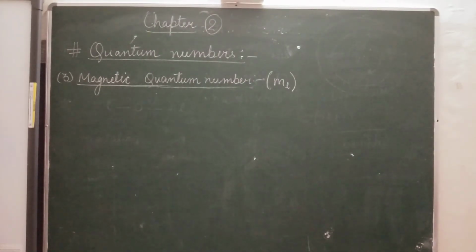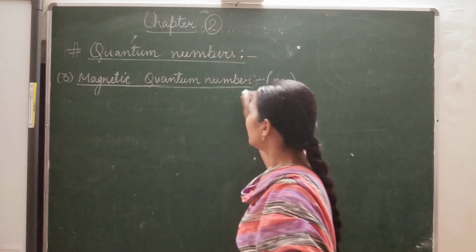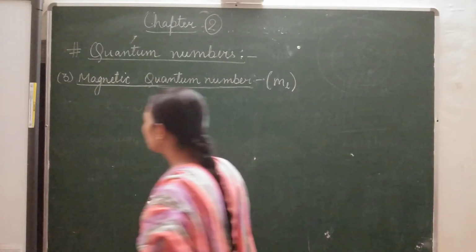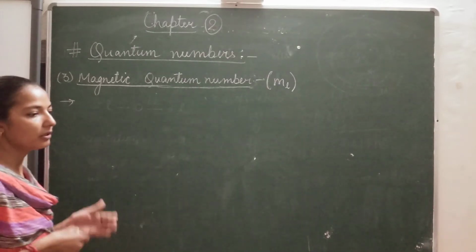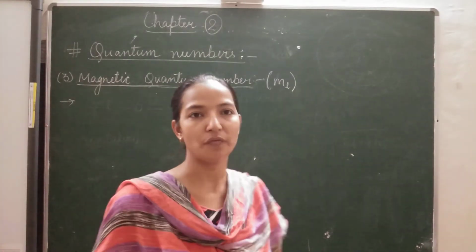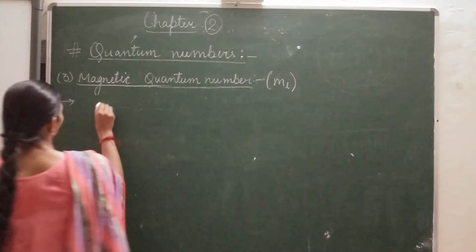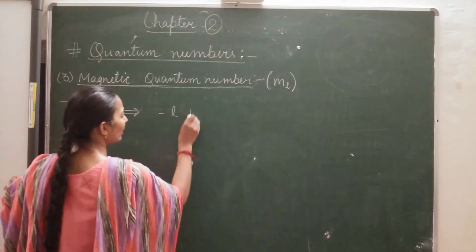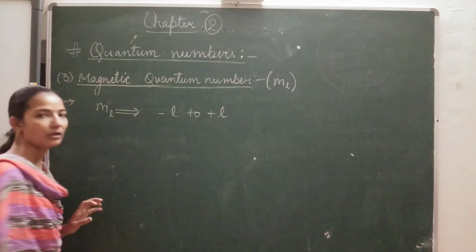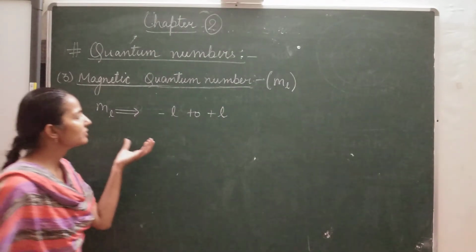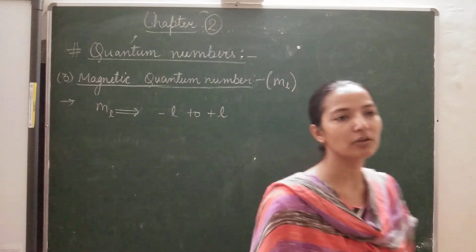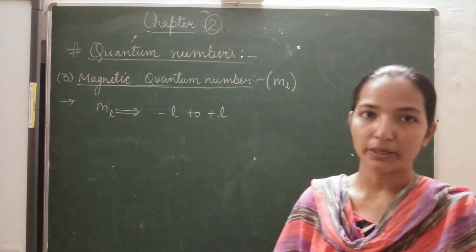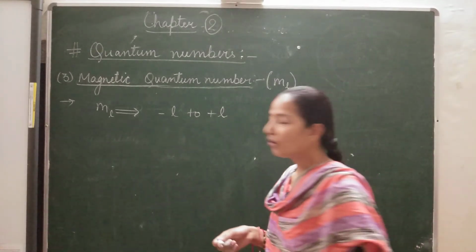Now the next type of quantum number is the magnetic quantum number. The magnetic quantum number is represented by m_l. The magnetic quantum number actually gives us information about the orientation of the electron in a magnetic field, and its values are given by minus l to plus l. So it also gives information about the number of orbitals.